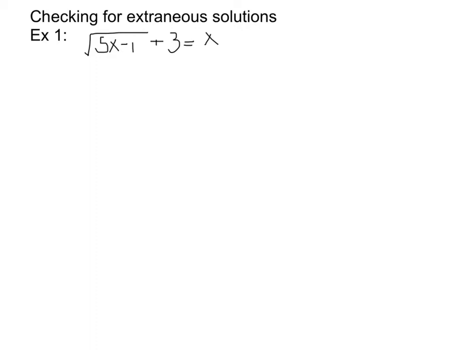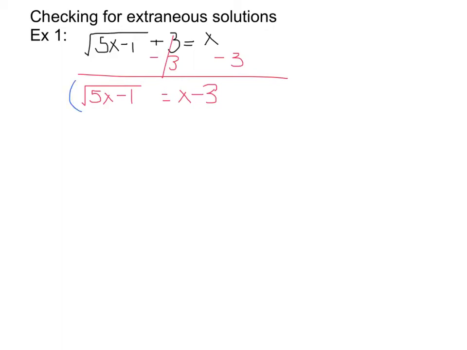So we have the square root of 5x minus 1 plus 3 equals x. Just like in part 1, we have to first get our radical by itself. So I need to move positive 3 to the other side. That gives me the square root of 5x minus 1 equals x minus 3. Remember, you cannot combine the x and the 3 because one's a number and the other one is a variable.